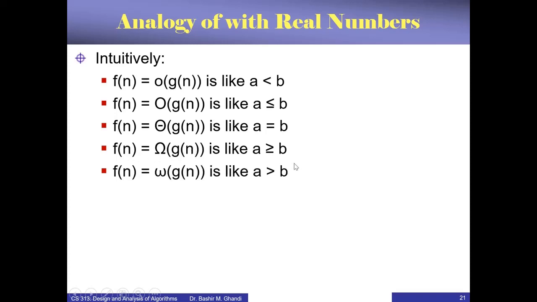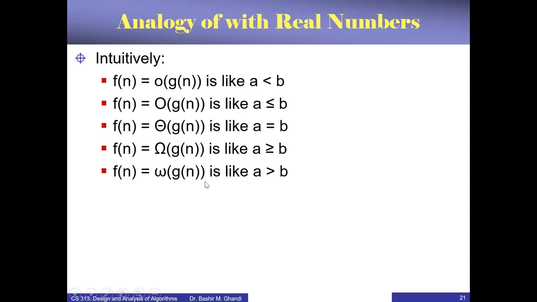And finally, the little omega. Little omega is like strictly greater than. a is strictly greater than b. So f(n) is little omega of g(n) is like saying f(n) is strictly greater than g(n).